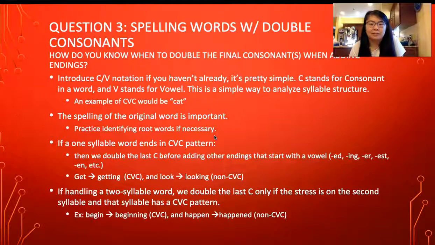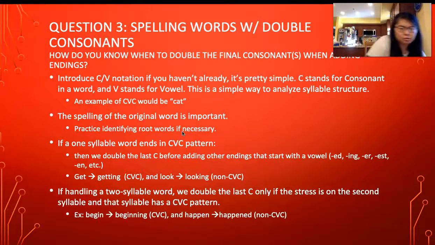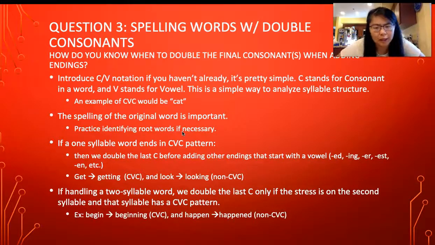And then look changes to looking. We do not double the final K because the root word is look. It is not a CVC word. That is not the last 3 letters in the word. It is VVC. And if handling a 2-syllable word, we double the last consonant only if the stress is on the second syllable and that syllable has a consonant, vowel, consonant pattern.